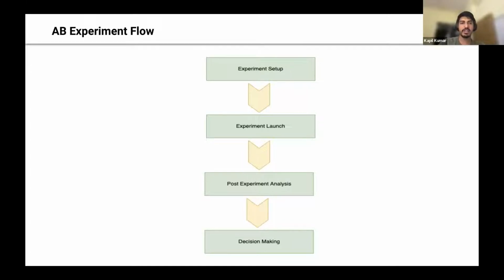Then comes the lift that you're trying to observe. So choosing the lift is again very crucial, because sometimes the lift is so small that it is not feasible to launch a feature. And using all of these things, you come up with a sample size, basically the minimum number of users that you want to put in each variation, so that at the end of the experiment, you get your result and it is statistically significant.